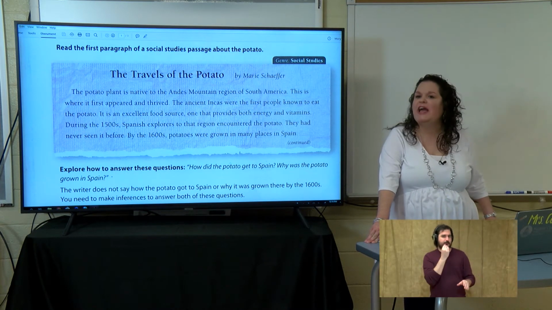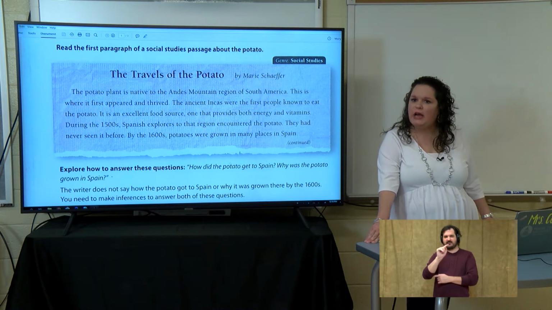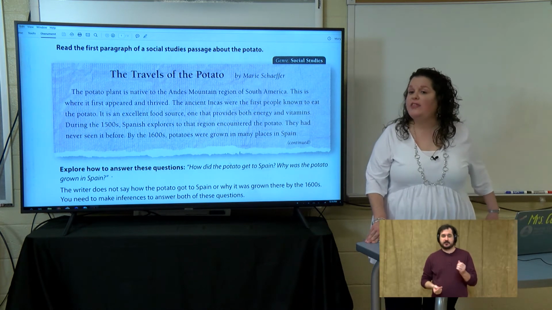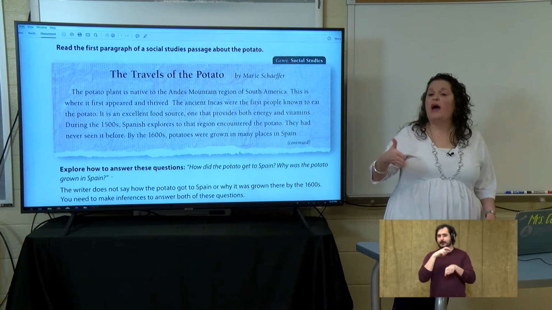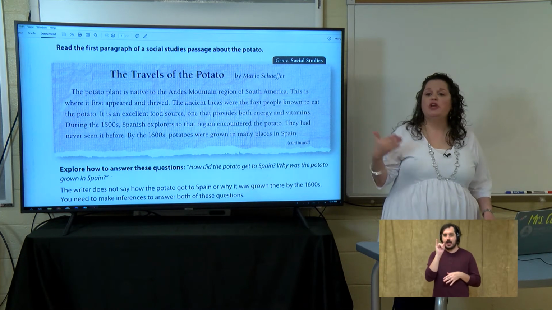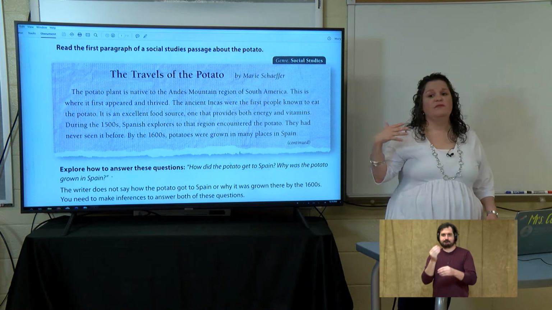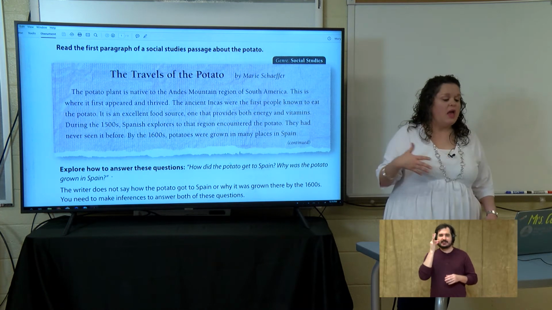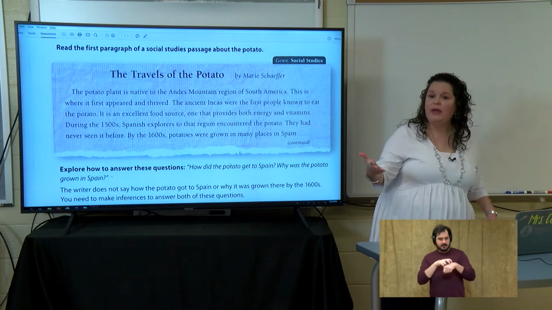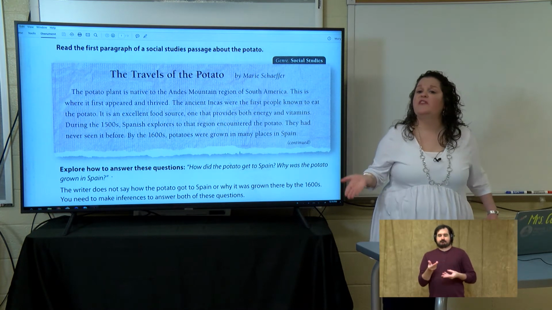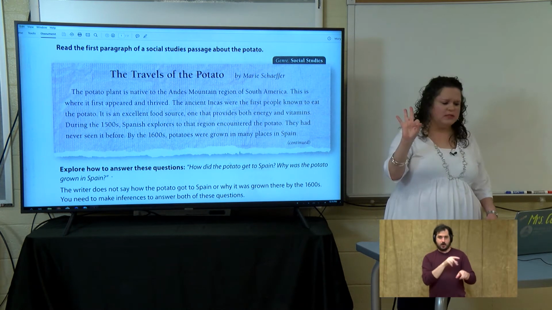All right, so it is an excellent food source, one that provides both energy and vitamins. So this tells me a little bit more about the potatoes and maybe even why the Incas enjoyed eating them and why they continued eating them. So while they were building things and while they were out hunting and fishing and doing other things in their regions, it provided them the energy in order to continue going, and it also gave them the vitamins in order to continue living. Oh, this is really awesome.